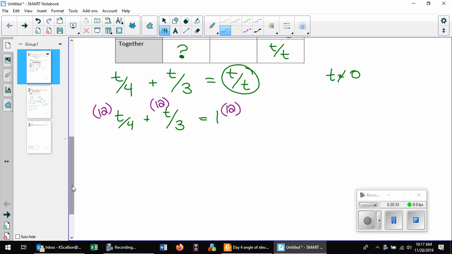The common denominator, I can write it down over here, is going to be 4 by 3, which is my 12. So 4 goes into 12 3 times, 3 goes into 12 4 times. So I'm going to have 3t plus 4t equals 12. I'm just going to do simple factoring. So 7t equals 12.